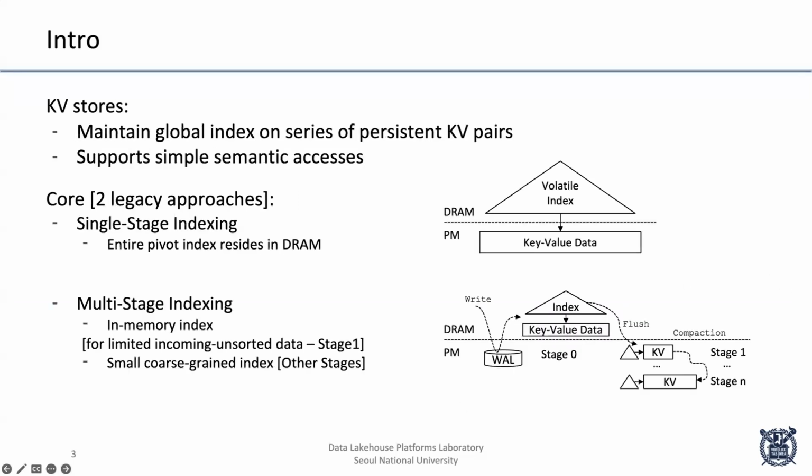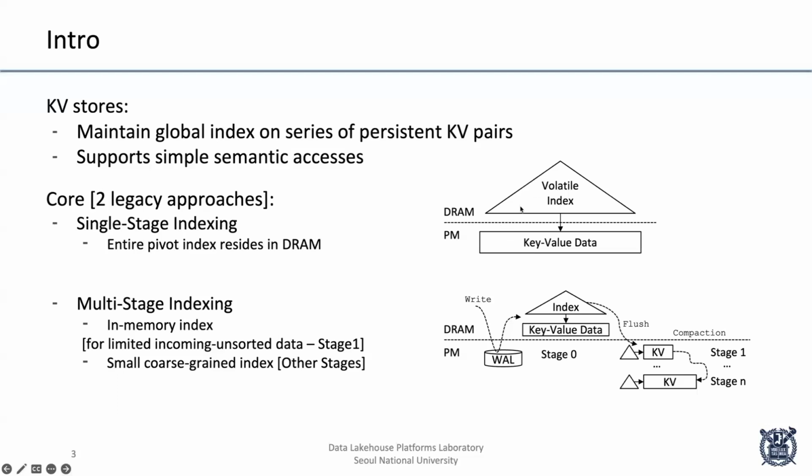Also, key value stores are a pillar of modern data processing, and they're used to index a series of persistent key value pairs. They are popular because they support simple semantics for access, making them a hot research topic now. So a core component of key value stores is the index, and depending on how it operates, it will significantly affect the performance and the resource usage of the system. So in this paper, they divided it into two categories, single stage and multi-stage.